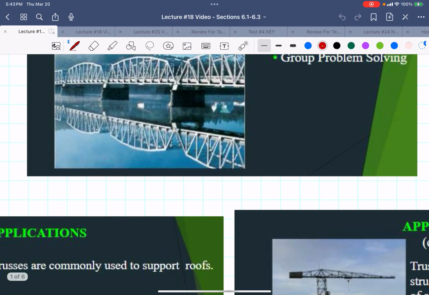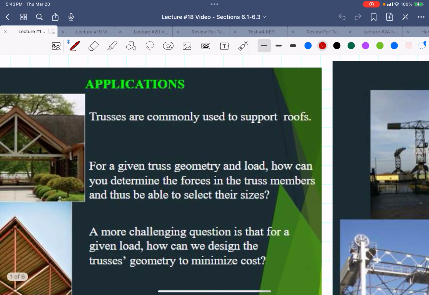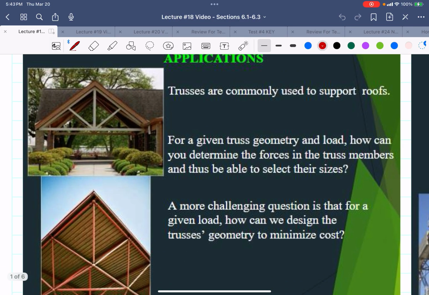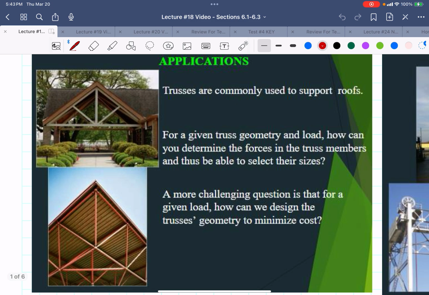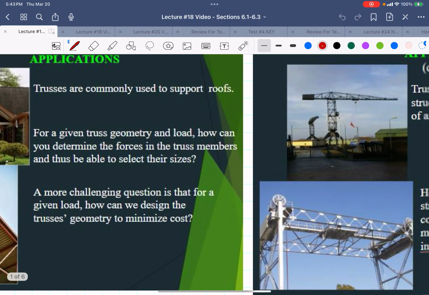And as you can see, there's a picture there of a bridge. But here's some more examples of trusses. So trusses are commonly used in support for bridges and for roofs. So when we look at the geometry of trusses, what's important is trying to figure out how much load it can handle and what are the internal forces and external forces that it is experiencing.